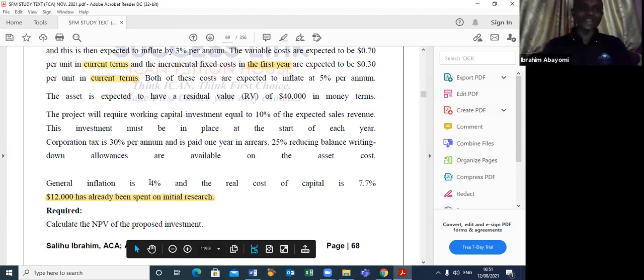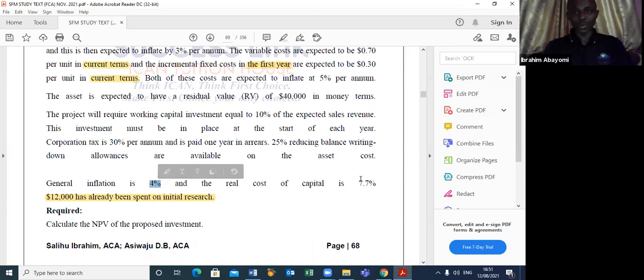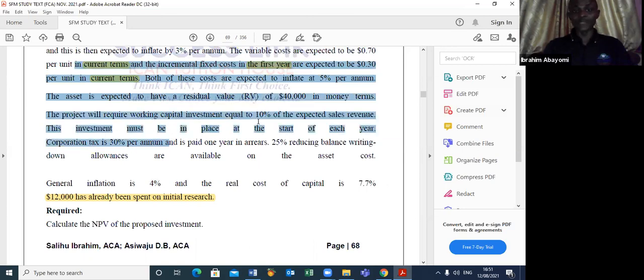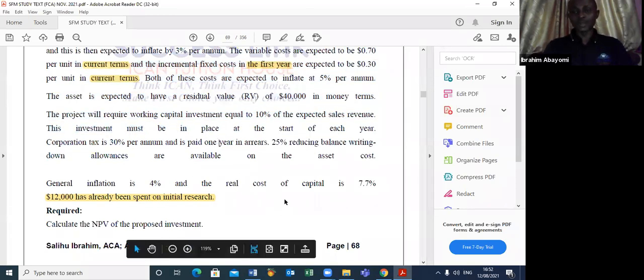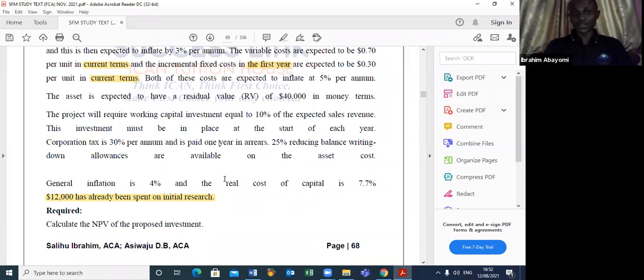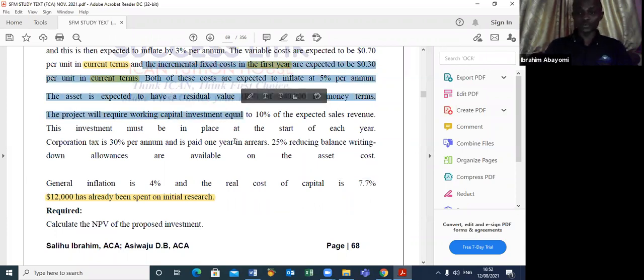So you see that we have general inflation rate and we have a real cost of capital. This general inflation rate will affect your cash flows. The moment you inflate your cash flows, they become nominal cash flow. And don't forget, for you to discount nominal cash flow, you need nominal cost of capital. But the cost of capital given to you is real. So you need to convert this real cost of capital to nominal cost of capital, then you use it to discount the cash flow.